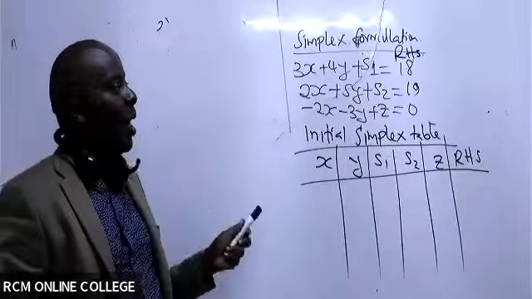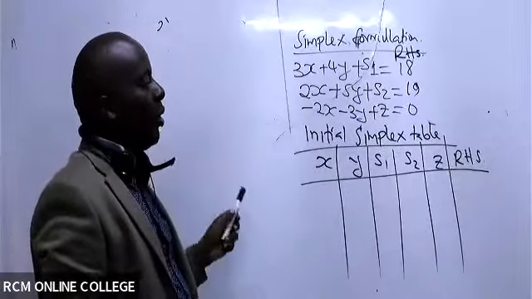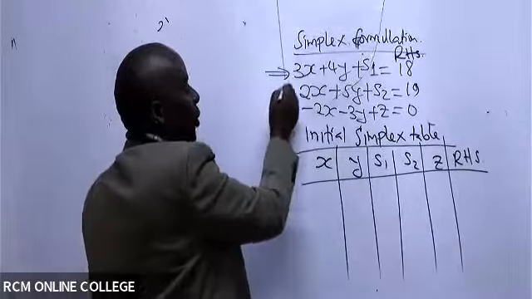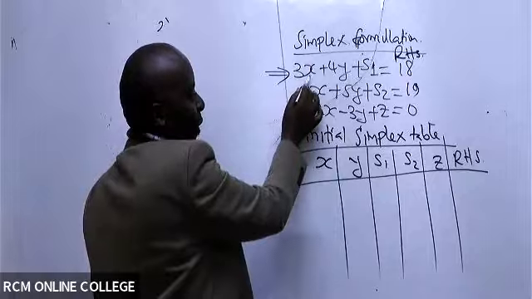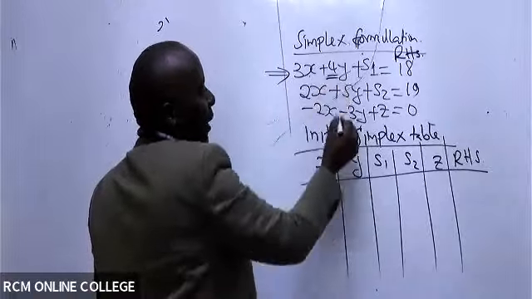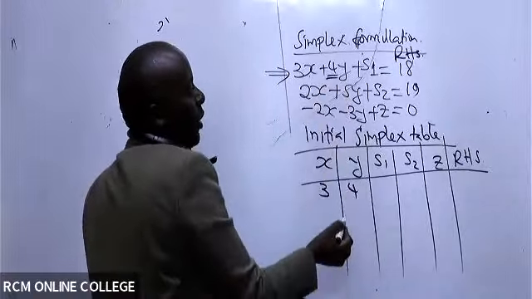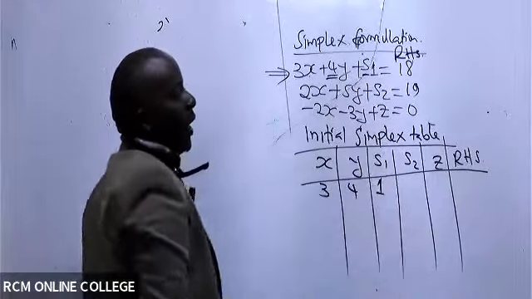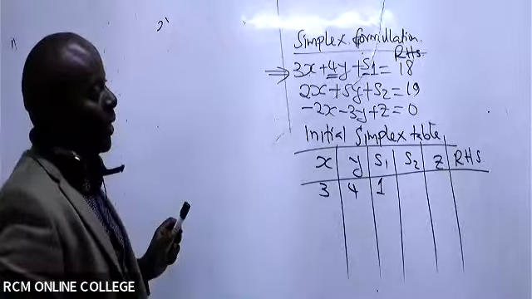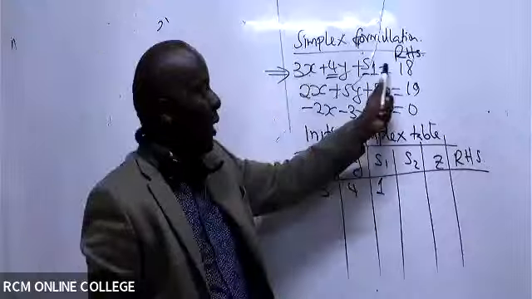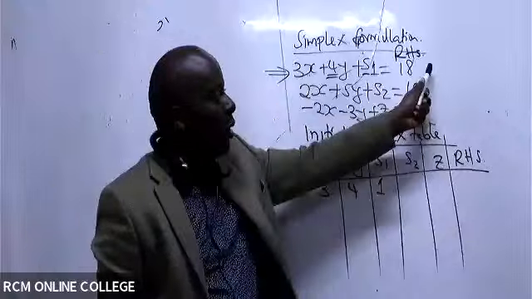Let's do these particular numbers, all of us at once. We start with the first equation. The number before x is 3. The number before y is 4. The number before s1 is 1. So here we have 1 like that. And then if you look at this equation, there is no s2 at all.